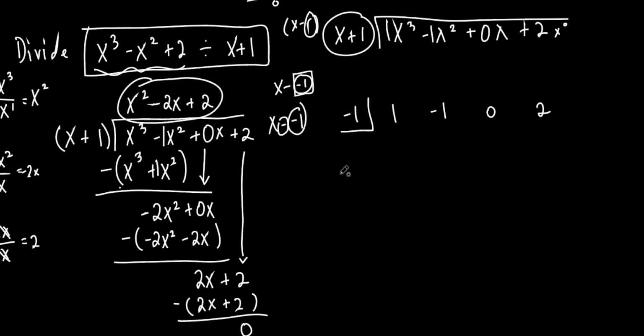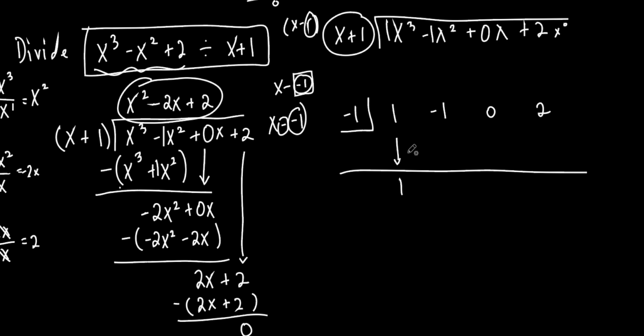Now watch this. I'm going to put a little line right here, and then I'm going to drop this down to there. That's how we started off. Watch how nice this is. Instead of doing all this mess right here, watch how nice and clean this is. So you see what I did? I put whatever I'm dividing by. It's x minus whatever that number is, so it's x minus negative 1. Put the coefficients here, drop this down.